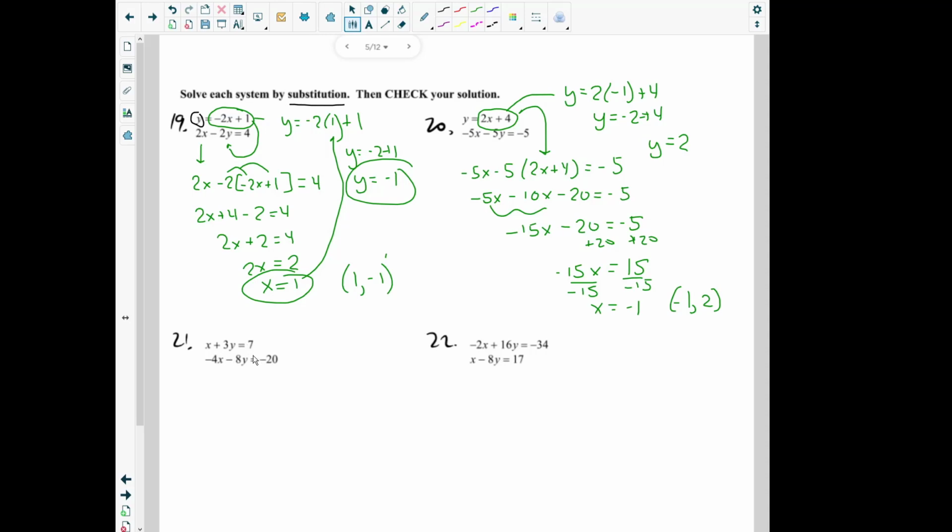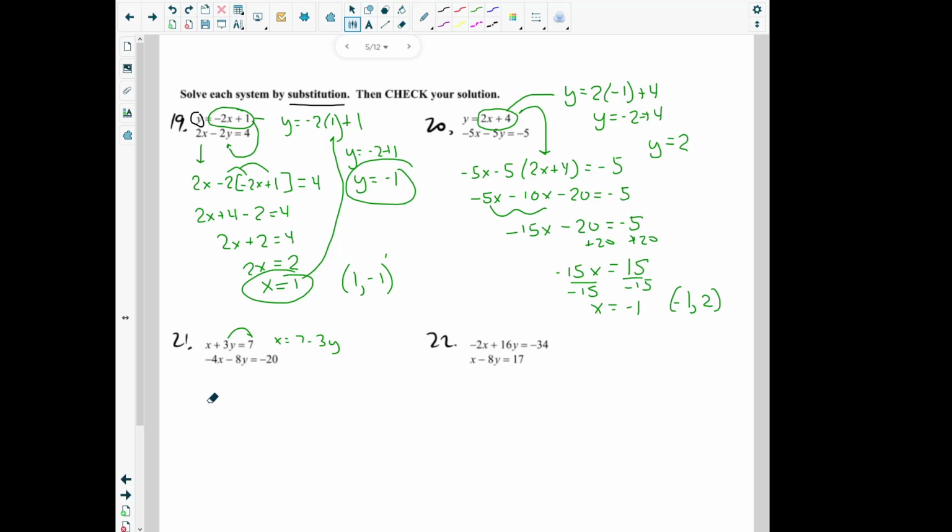Okay, over here, there is no variable solved for, but x is alone in that it has no coefficient. So I'm going to get x by itself. So I'm just going to subtract 3y from both sides. So I'm going to get x equals 7 minus 3y. You could also put negative 3y plus 7.